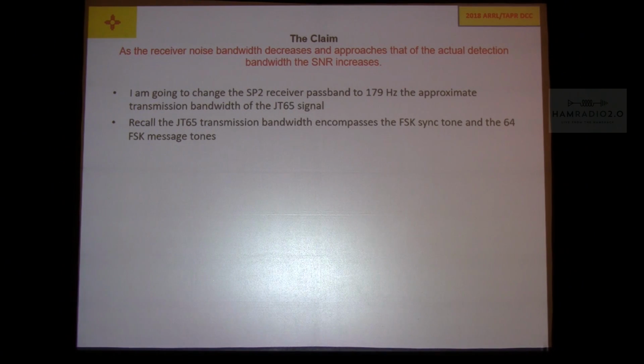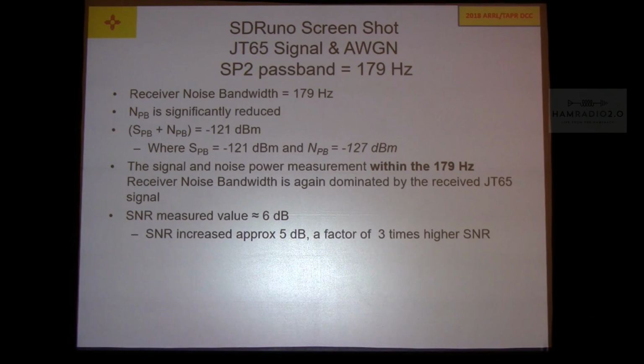Okay, so here's my claim. As the receiver noise bandwidth decreases and approaches that of the actual detection bandwidth of the FSK tone, the signal-to-noise ratio increases dramatically. So my next test case is that I'm going to reduce that noise bandwidth to that which equates to the actual transmission bandwidth, not the detection bandwidth quite yet, but the transmission bandwidth of a JT65 signal. And it's about 178 hertz. In my test, I got it down to about 179 hertz. And remember, that includes not only the 64 FSK tones needed to transmit the message, but also the FSK synchronization tone.